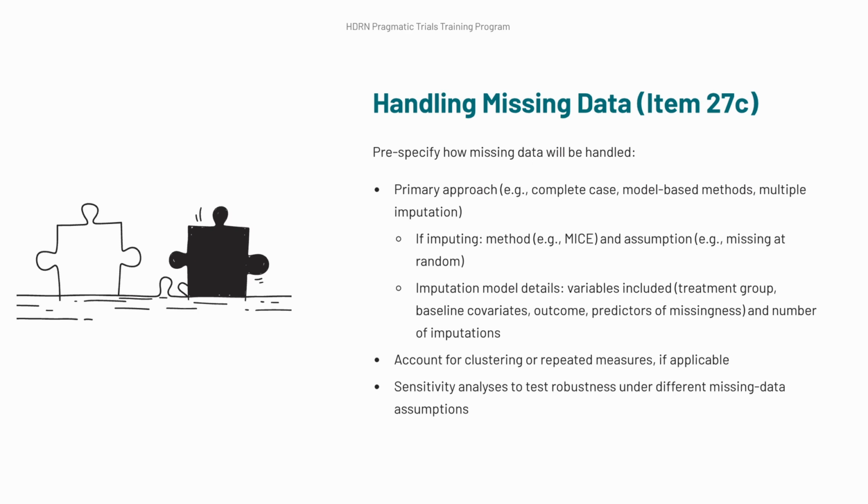If you use imputation, also state what goes into the imputation model, including treatment group, baseline covariates, the outcome, and key predictors of missingness, along with the number of imputations. If this is a cluster trial or includes repeated measures, describe how the imputation will account for clustering or within-person correlation. If you're using a simpler approach, say so and justify it. For example, primary analysis will use complete cases, with sensitivity analyses using imputation to assess robustness, and briefly specify the sensitivity strategy.